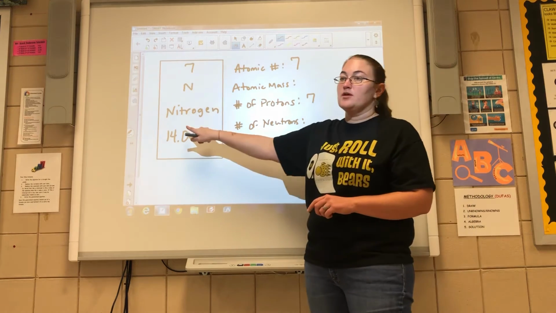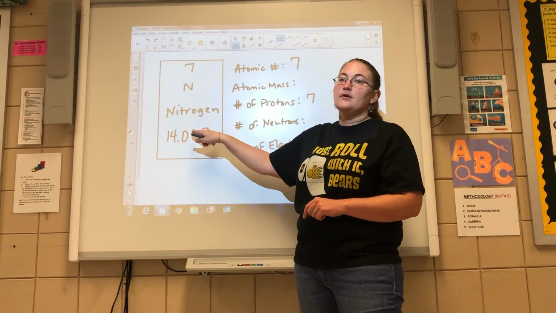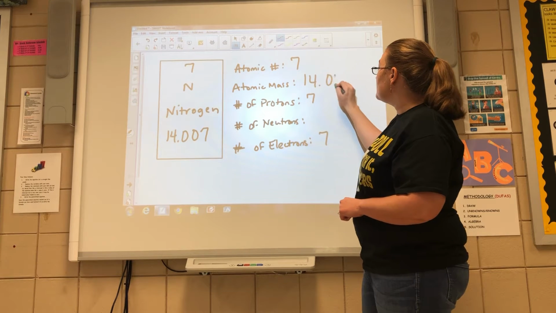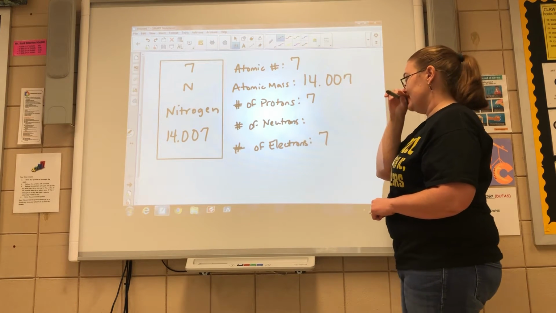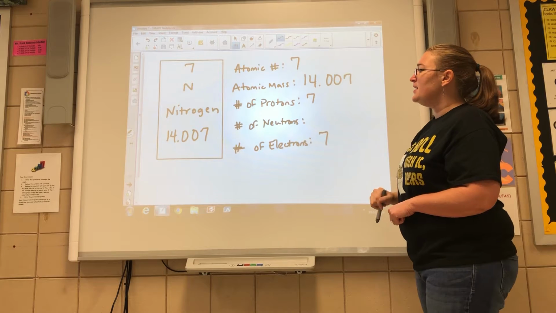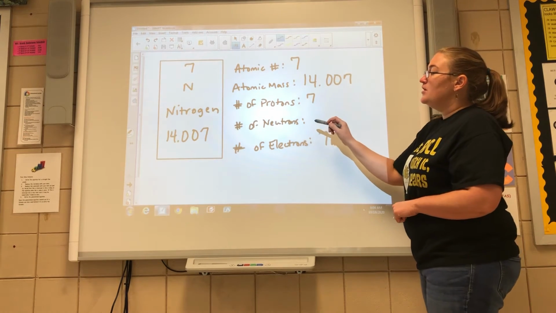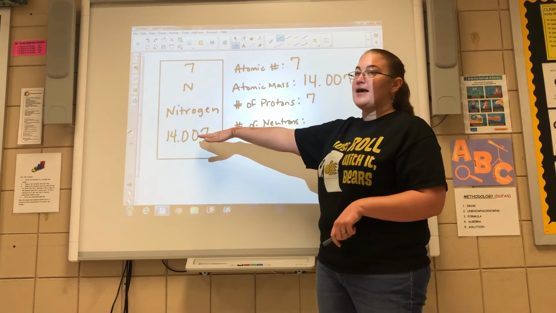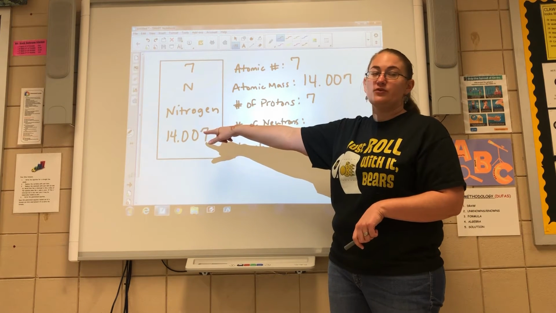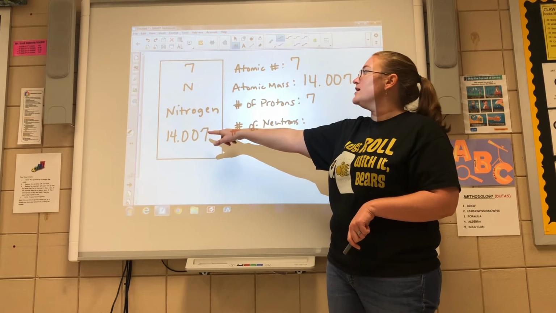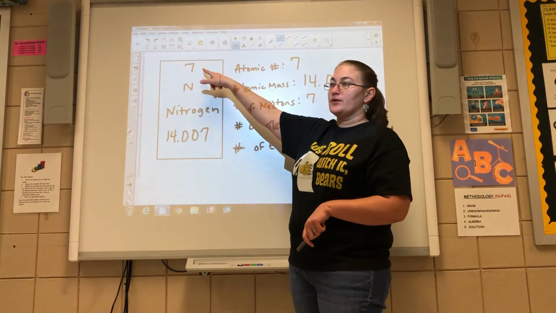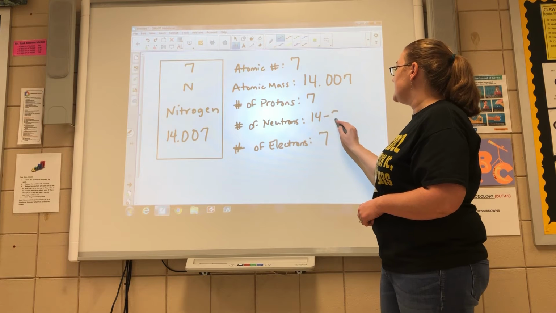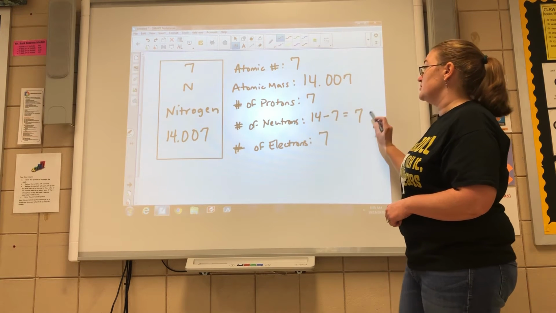What is this bottom number? What's your atomic mass? Atomic mass. So my mass, I'm going to write it out, 14.007. Okay? Now I've got to find my number of neutrons. And in order to do that, I have to round my mass to a whole number. What's this rounded to a whole number? 14 minus my atomic number is 7. So I'm going to do 14 minus 7, and that gives me how many neutrons?